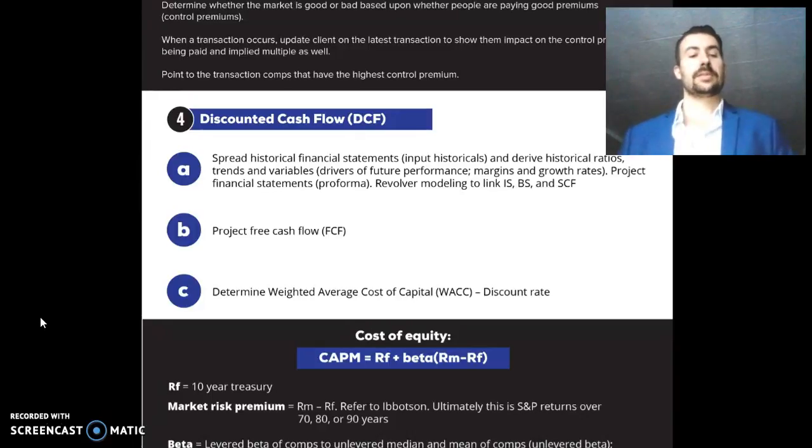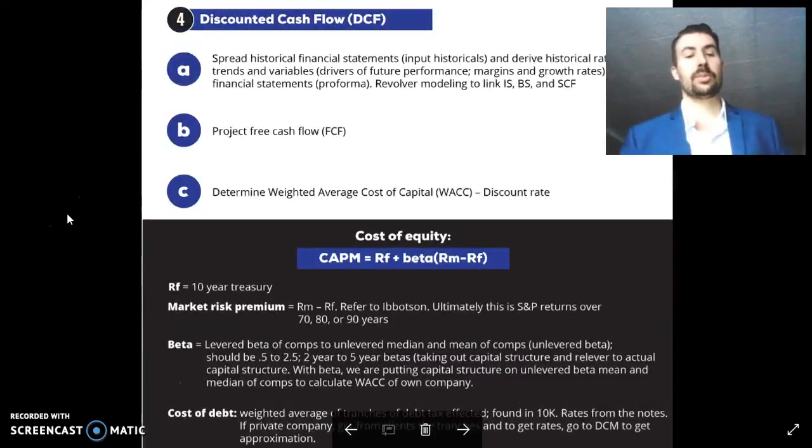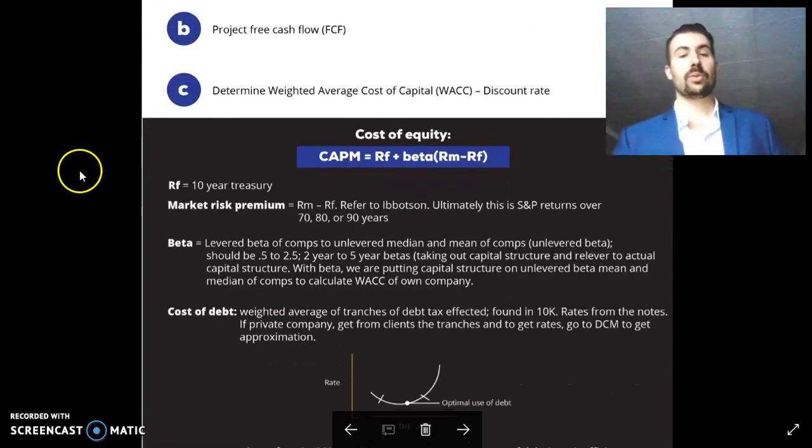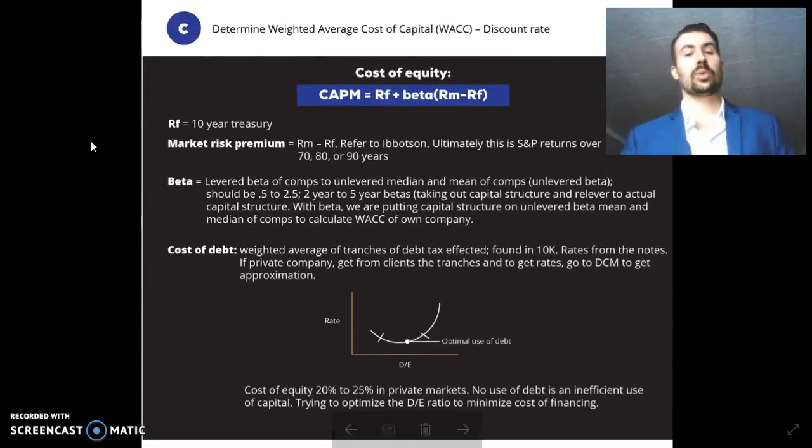The second step is to project the free cash flow. The third step is to determine the weighted average cost of capital, i.e. the discount rate. In order to determine the weighted average cost of capital, we're going to first have to determine the cost of equity, and we do so using the capital asset pricing model, or CAPM, which is equal to the risk-free rate plus beta times the difference between the market return and the risk-free rate. Where RF is equal to the 10-year treasury, the market risk premium is the difference between RM and RF. And we are actually going to refer to Ibbotson on that.